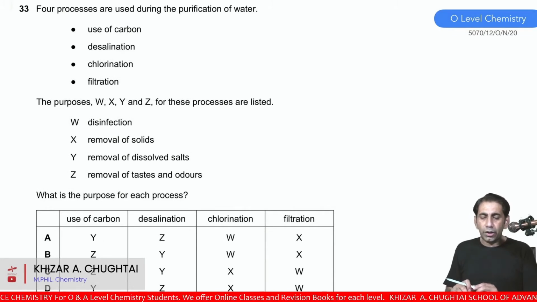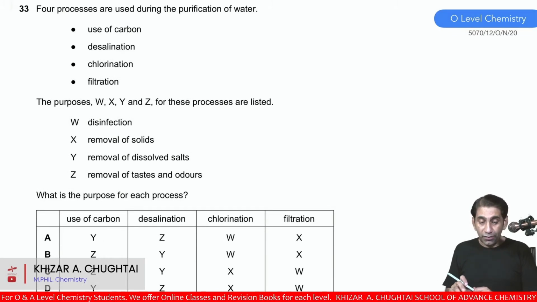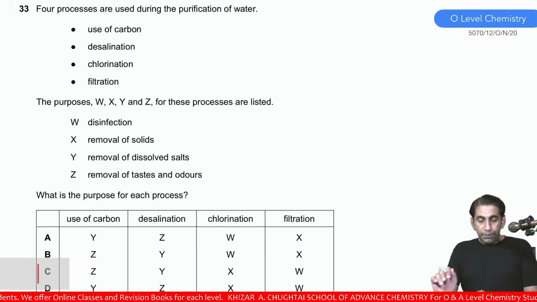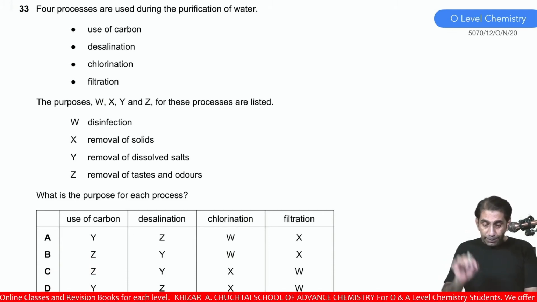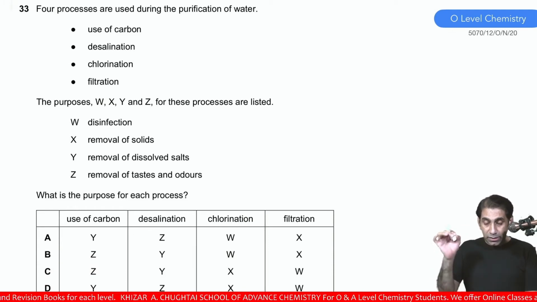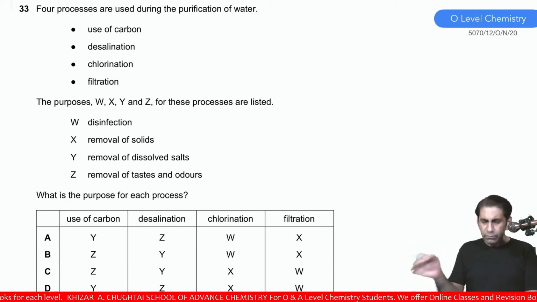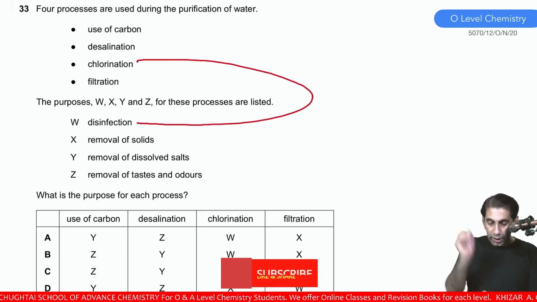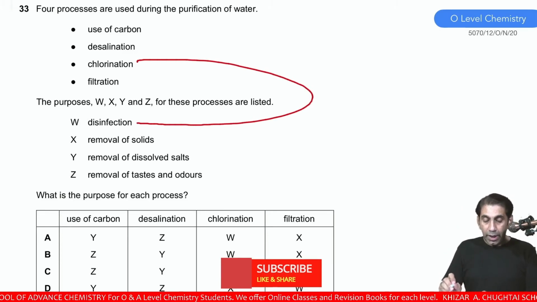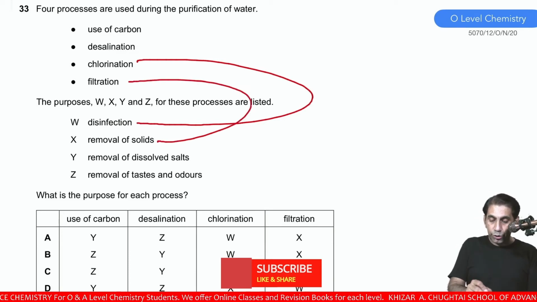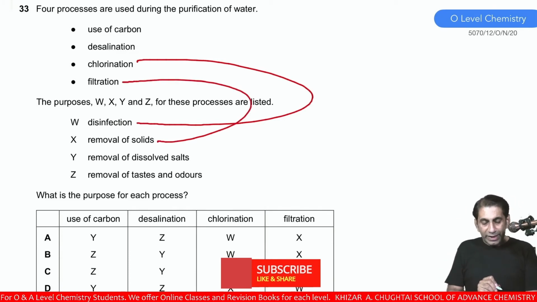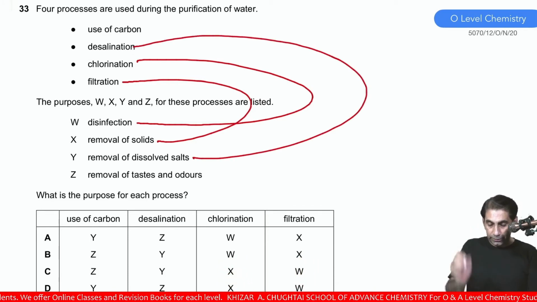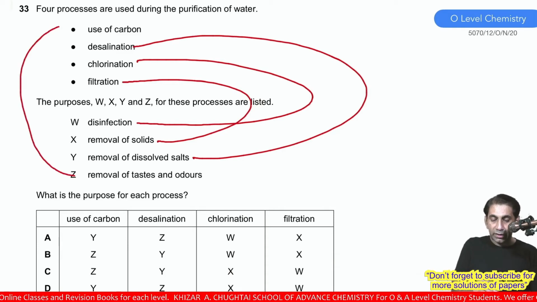Four processes are used during the purification of water: use of carbon, desalination, chlorination, filtration. The purposes are W, X, Y and Z. W is disinfection, so it should be chlorination. Removal of solids should be filtration. Removal of dissolved salt, that is desalination. And removal of taste and odor, that is use of carbon.